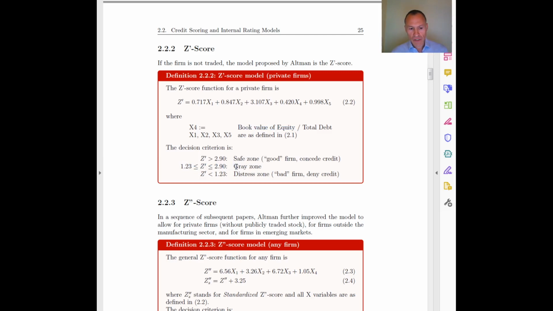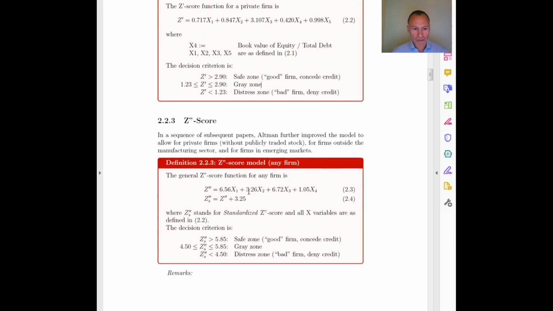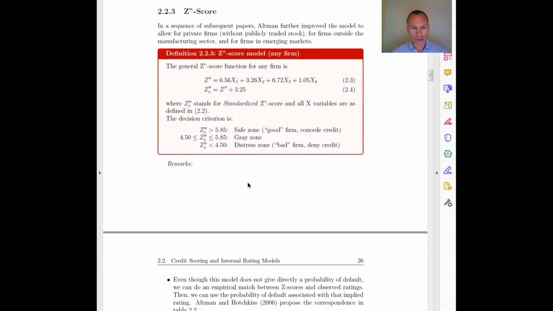There is also a slight difference relative to the previous model. Now there is a gray zone in the sense that if the z-score is in this range here, we do not know what to do. And finally, the more modern version of the model is called the z-double-prime score. And now this is applicable to any firm, be it publicly traded or private or from an emerging market. So this is the current version. This is the same function as before with different coefficients, but using the same ratios. And this is actually what you will see on the Bloomberg screen.